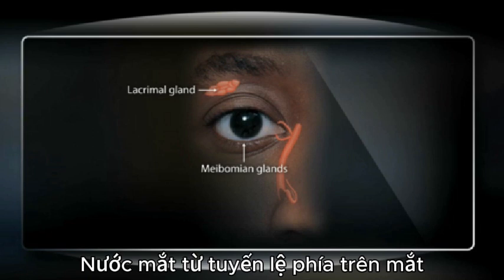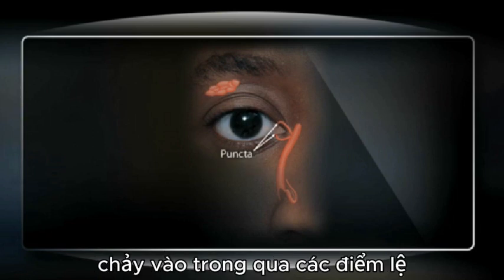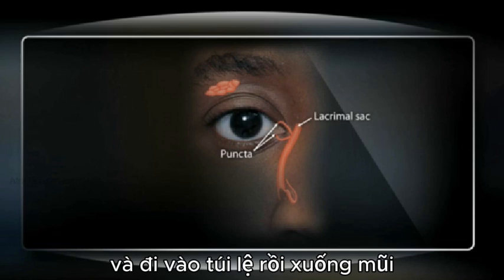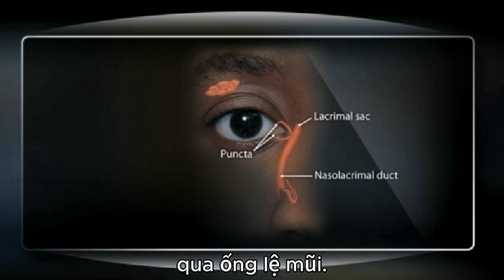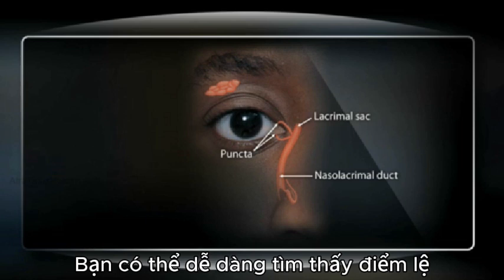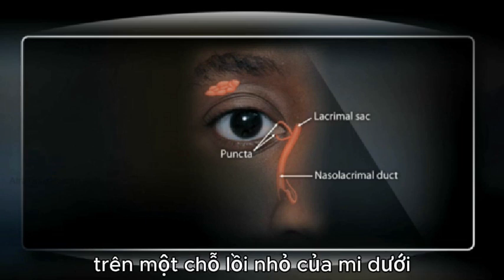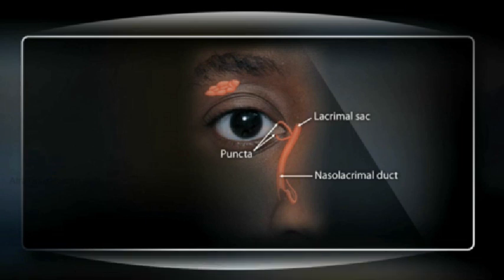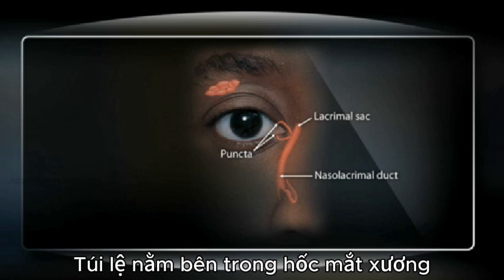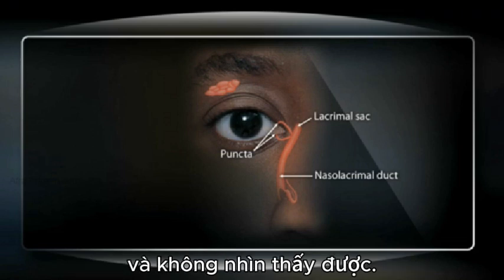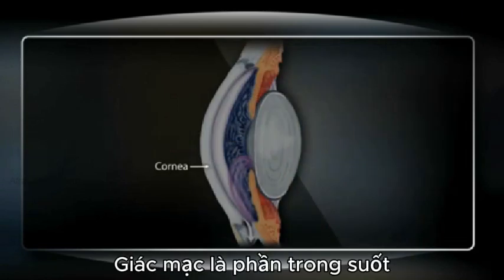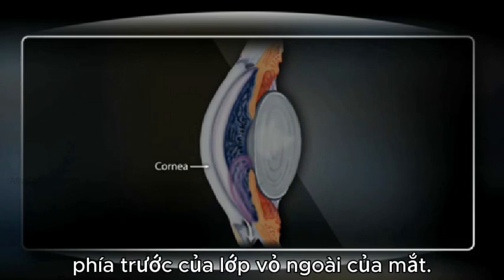Tear fluid from the lacrimal gland above the eye drains medially through the lacrimal puncta and passes into the lacrimal sac and onto the nose through the nasolacrimal duct. You can easily find the punctum atop the small elevation of the lower lid medially. The lacrimal sac rests inside the bony orbit and is not visible. The cornea is the transparent anterior portion of the outer covering of the eye.